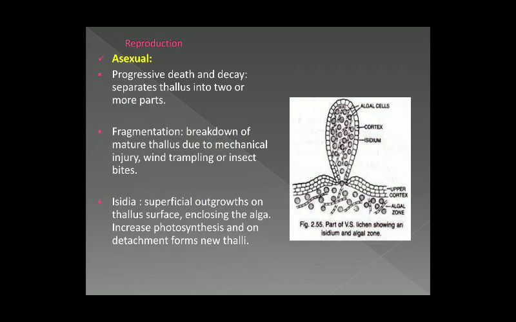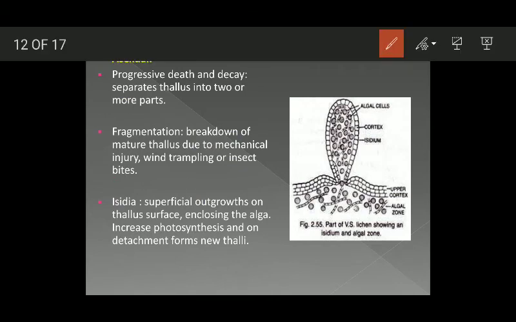Now the reproduction. First of all, asexual reproduction. Asexual reproduction occurs by a number of methods. The first one is progressive death and decay of thallus. In some lichens, it has been found that the lichen body progressively decays and dies, and because of this progressive decay and death, the lichen body separates into two or more parts. Here I can tell you how this happens. Say this is the body of a lichen.